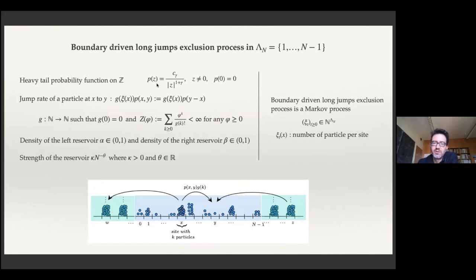So you have again the bulk, you have some heavy tail probability transition, and now the thing is that on each side you can have some infinite number of particles, and the particle can jump from one side to some other side with some rate which is given by, so if you want to jump from x to y, p(x,y) g(k), where k is the number of particles on site x, and g is just some function from N to R, so that g(0) is equal to 0, and that this partition function is finite, where g(k) factorial is just g(k) times g(k-1) times g(k-2) and so on.